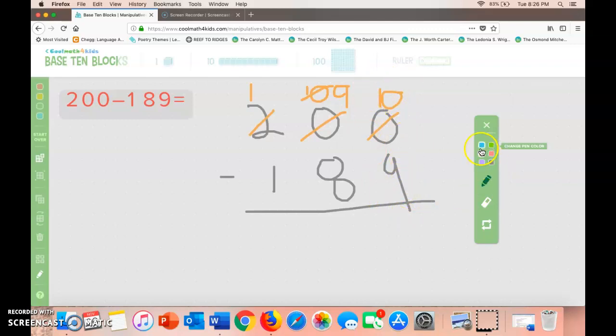Students may see now that 10 minus 9 is 1. We can now take away 8 from 9, leaving us with 1. In this column, we're in our tens, so this really represents 1 ten and 1 one. Moving on to our hundreds place, they can now see that 1 minus 1 just leaves us with 0, which would give them the correct solution of 11.